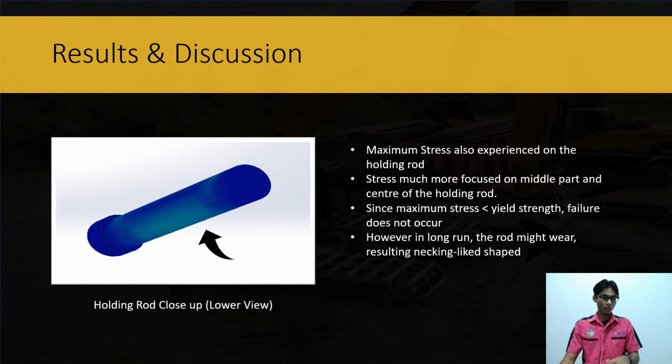Alright. So we can see that the stress is experienced on the upper and the lower part, but we know that the chain is moving back and forth, right? And this holding rod is actually rotating in its position. So we can say that in the long run the stress will result in a necking-like shape at 360 degrees.